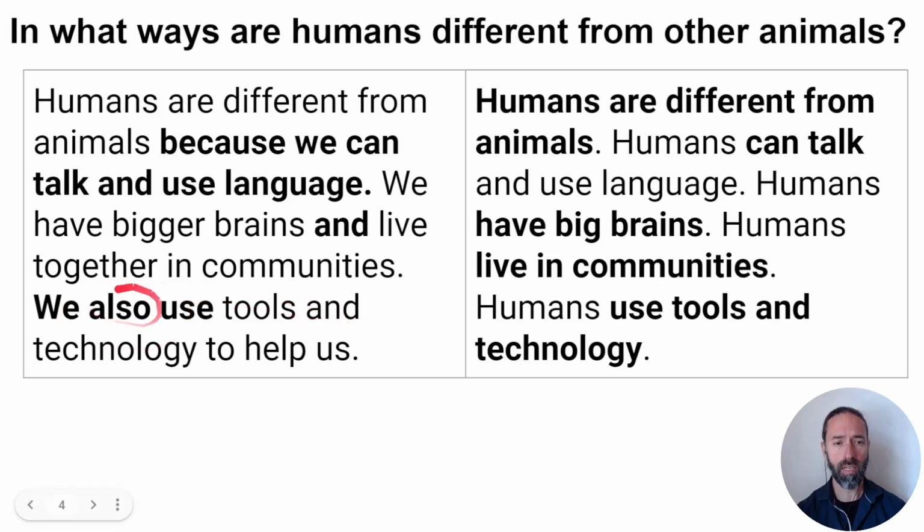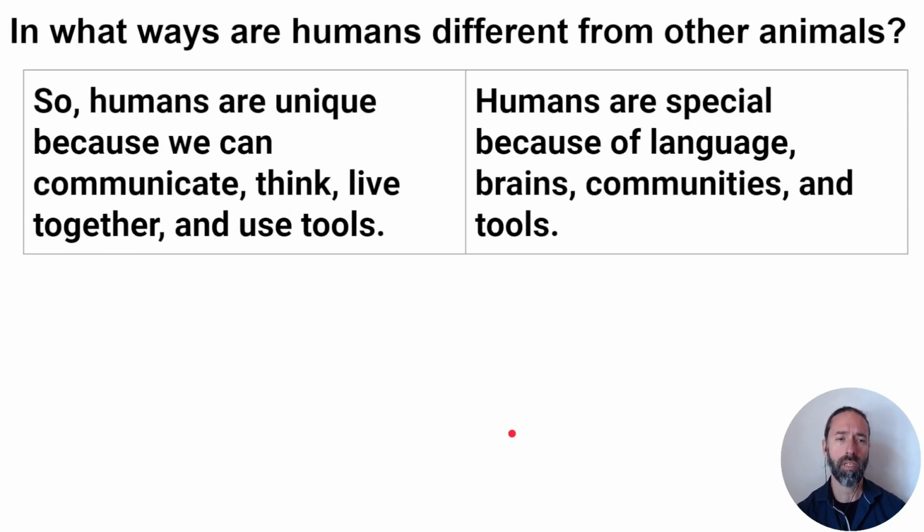And then we have a linker here also. We also use tools and technology. And then we have something explaining why we use it. This is an infinitive of purpose, to help us. So it gives us a bit more information. That's the first part. And let's have a look at the next part.